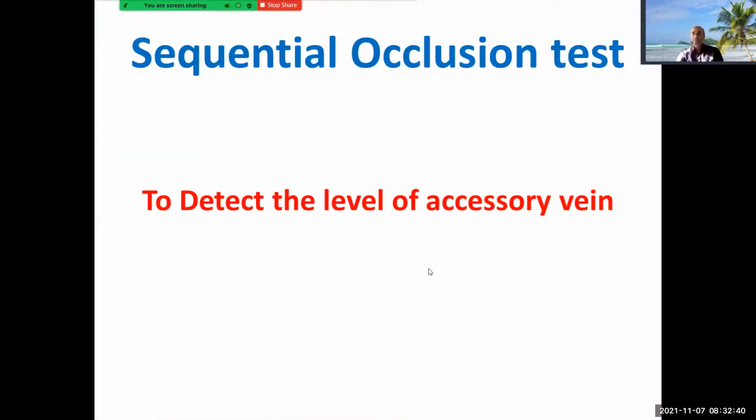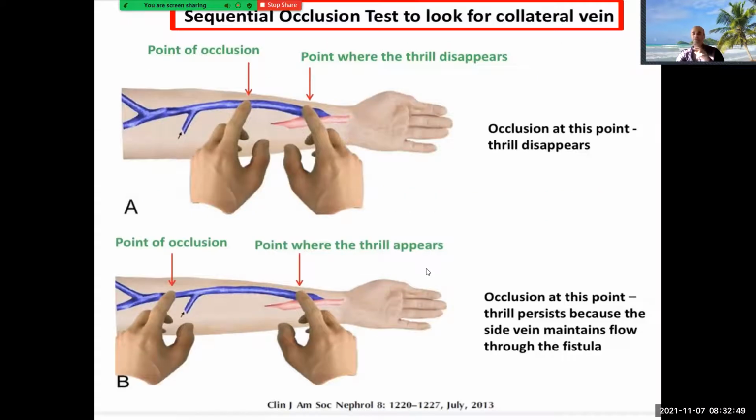This is the sequential occlusion test to detect the level of accessory veins. Sequential, okay? Occlusion test to detect the level of accessory veins. I will use two hands here, one hand to press and one to palpate, and we will move up and down until you detect the actual site of the accessory veins. If you palpate here with occlusion at this point, the thrill disappears, so it is okay. This point will not be occluded because the accessory vein is still here. If you press here and palpate here, the thrill will disappear. If you occlude here and palpate here, the thrill is still persistent. It's clear. This is the sequential occlusion test.